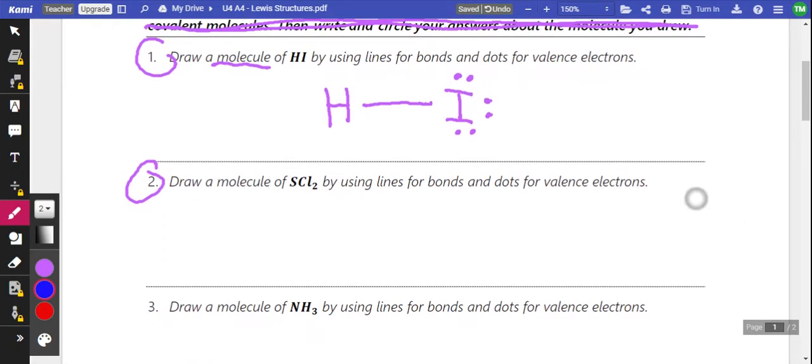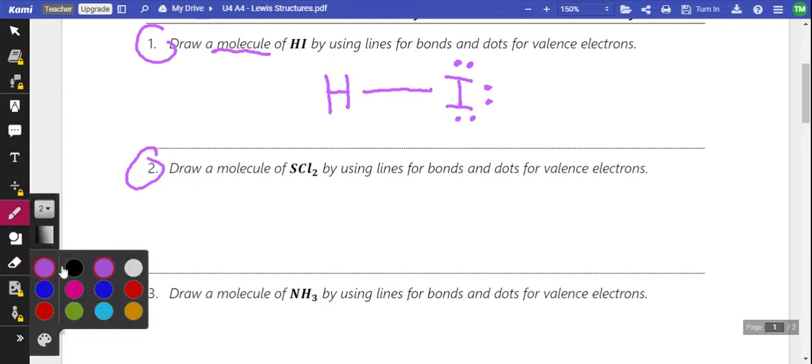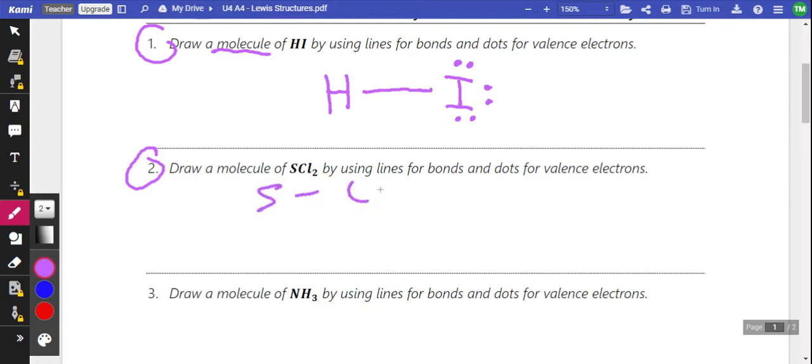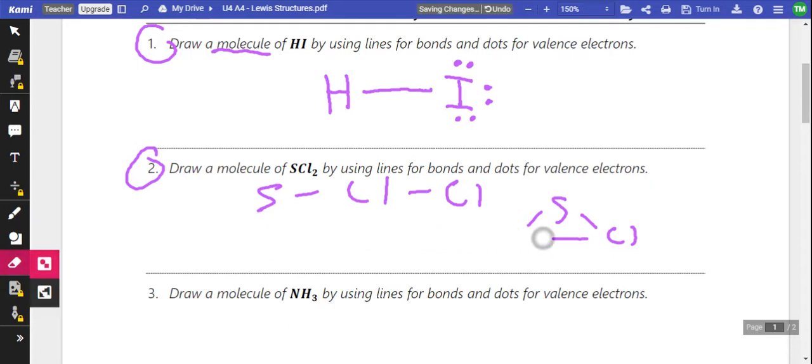Draw a molecule of SCl2. Okay, well, we've got 3 atoms in this one. I've got an S and I've got 2 Cl's. So how do I figure out what goes where? Is it going to be like an S and a Cl and then a Cl, or is it going to be like a Cl and then an S and then a Cl, or are they going to be like in a triangle? So here's how we're going to approach problems like these.